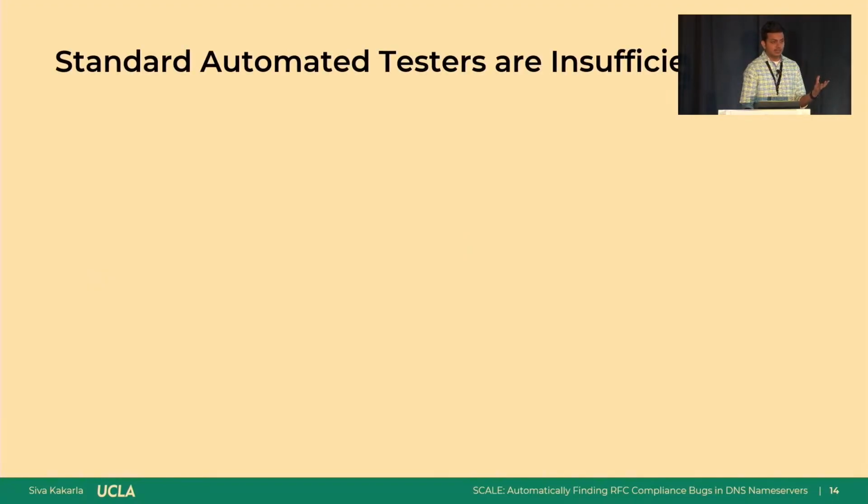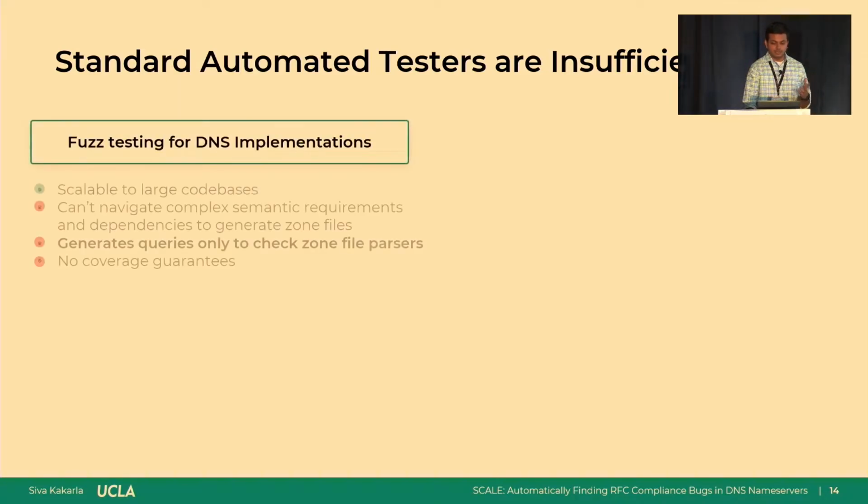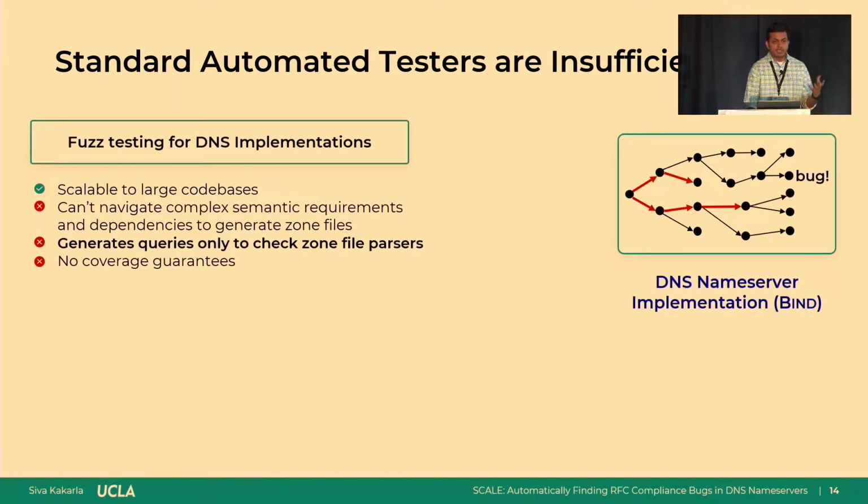If you look at the traditional styles of automated testing, we have fuzz testing on one side. Fuzz testing is a technique in which a program is bombarded with many randomly generated inputs. Fuzz testing is scalable in general and was successful for many code bases, but it is often unable to navigate complex input requirements like zone files to generate them. As a result, fuzzers for DNS only generate queries and wire format inputs to test the DNS parsers, but not to test the query lookup logic. With fuzzing, one also cannot have any coverage guarantees.